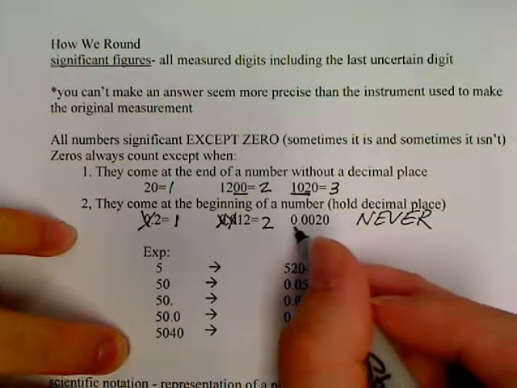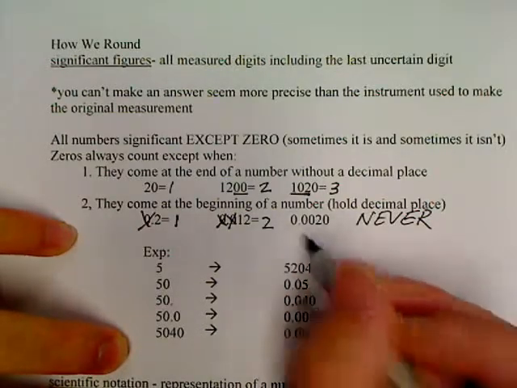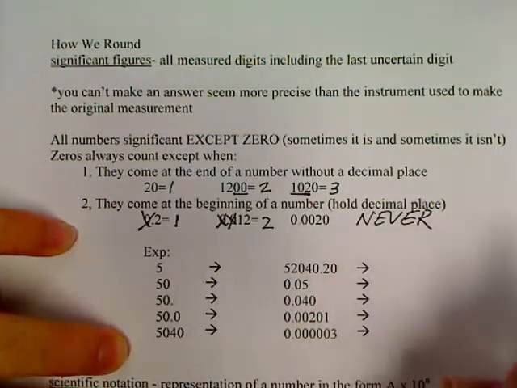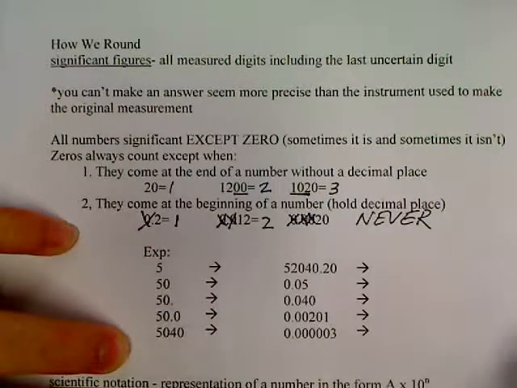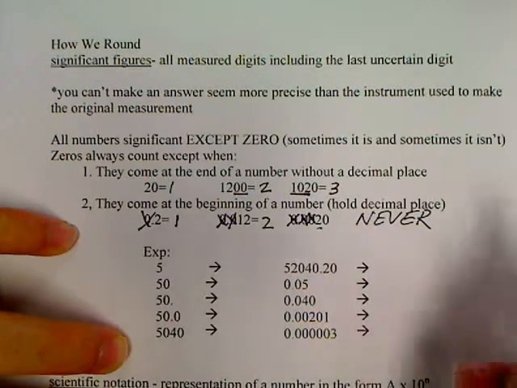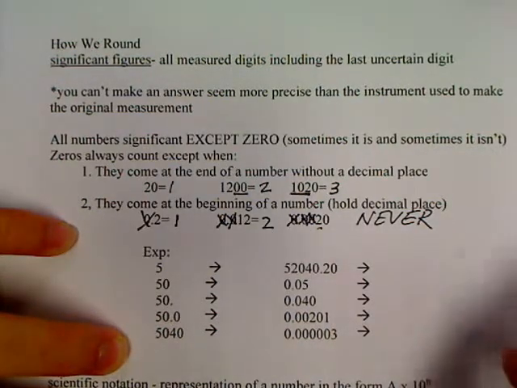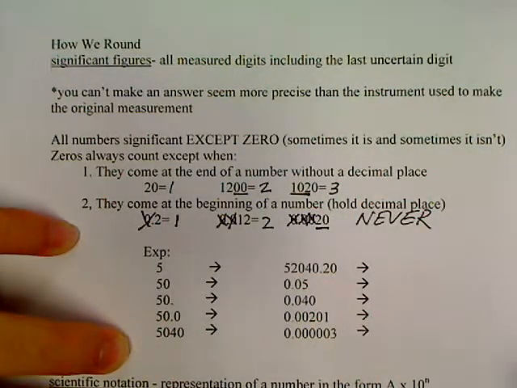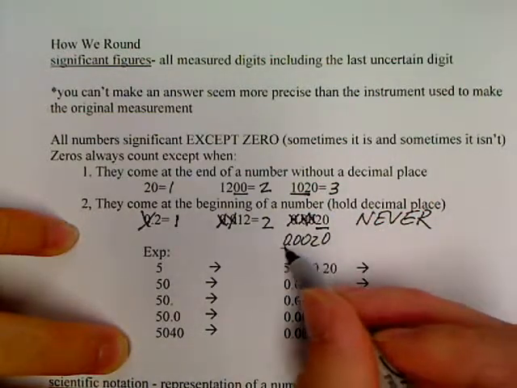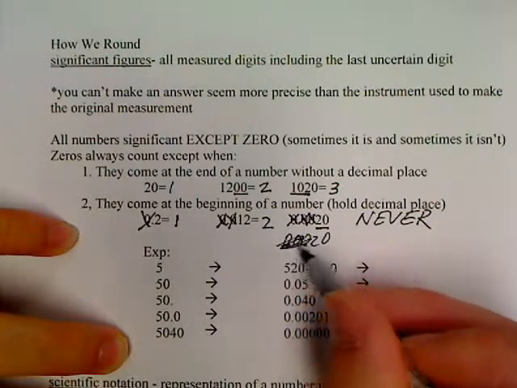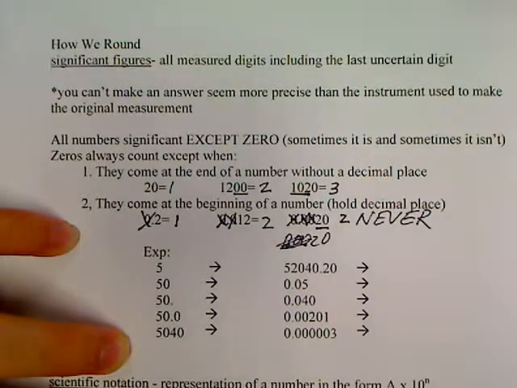Once again, it doesn't matter if there are 20 zeros at the beginning of this number, 0.00000000000. Those zeros would not count. Get rid of all of them. The 2 counts, and this 0 does count, because there was a decimal in the number. If there's a decimal in the number, the 0 then counts. So this was 0.0020. These zeros did not count, but this 0 did because of the decimal. So this one has 2 sig figs in it.